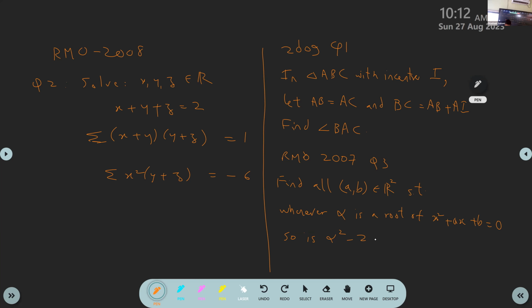This last question I also didn't understand fully. When alpha is the root, so is alpha square minus 2.